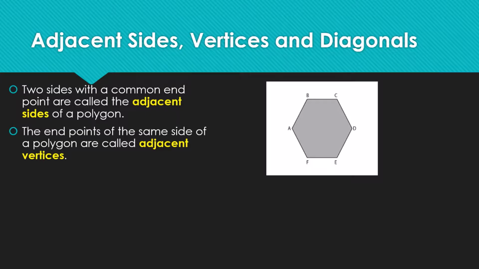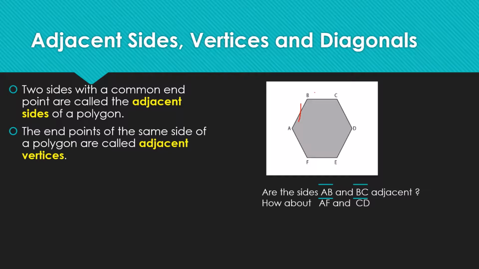So, let's check your knowledge. Are the sides AB and BC adjacent? And how about AF and CD? Which one is adjacent? So, we find the sides AB and BC are adjacent and AF and CD are not. Got it?